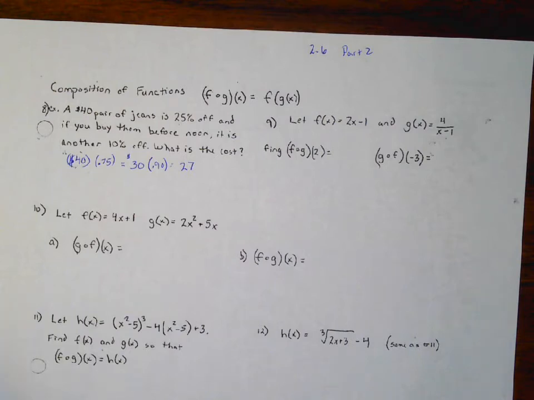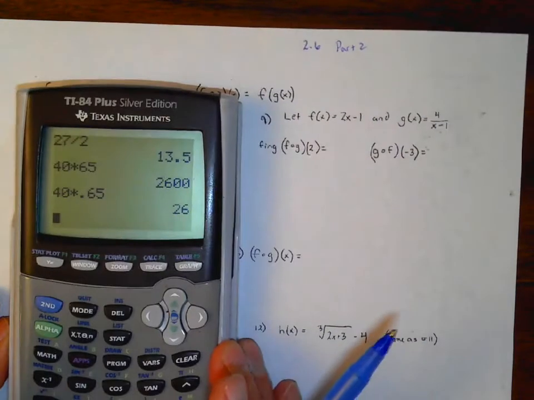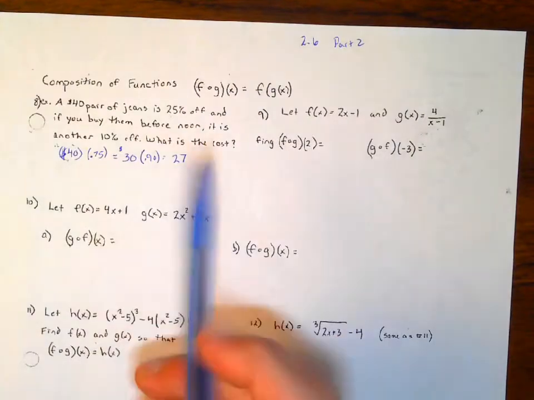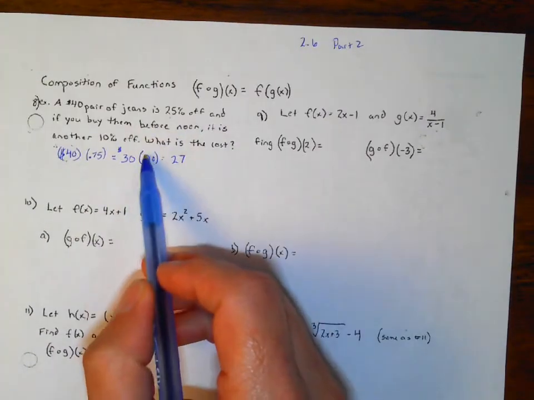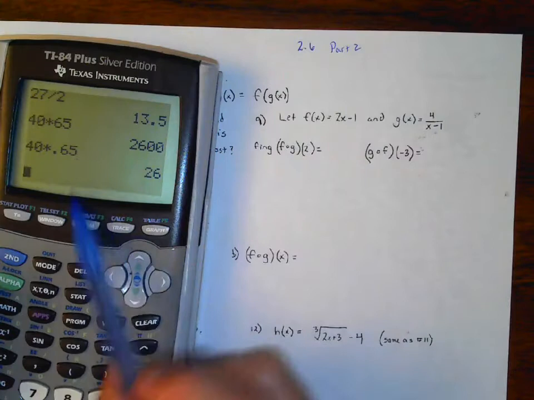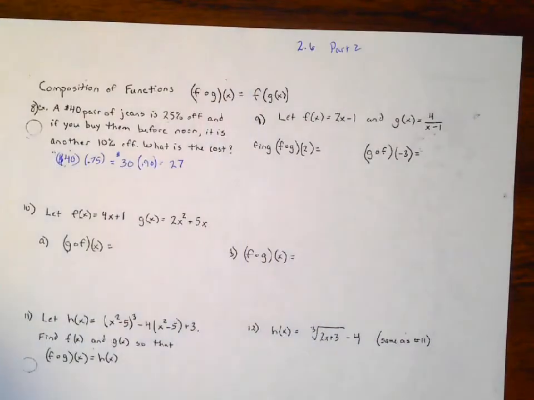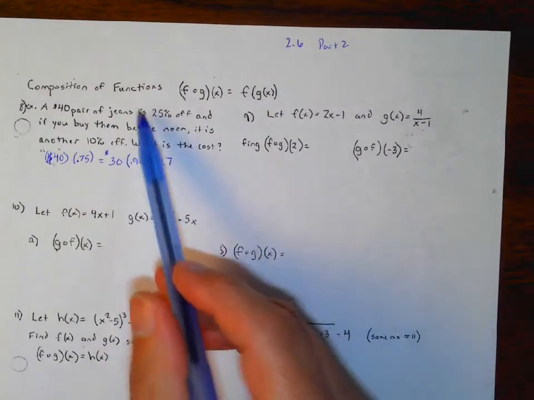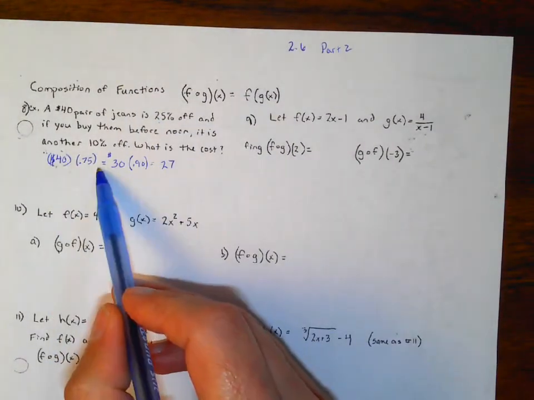Well, if you take $40 times 65%, because it would be 35% off, that comes out to be $26, okay, which is much better than doing this and then that, because in this scenario we're taking 10% off of the 40. Here we're only taking the 10% off of the 30, which makes a difference. Okay, but anyway, the idea of a composition function is you do one and then you do the other.